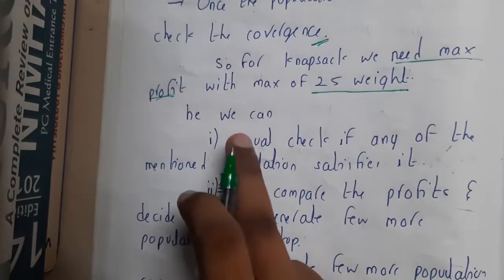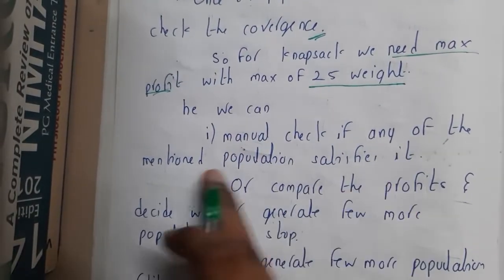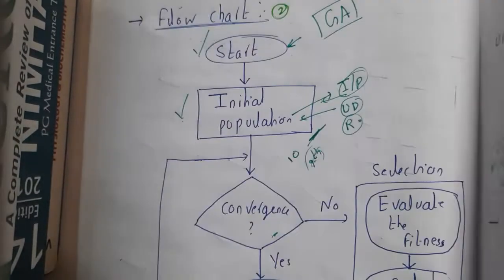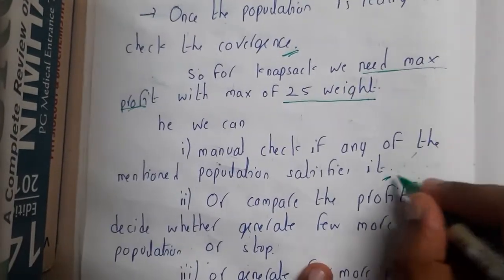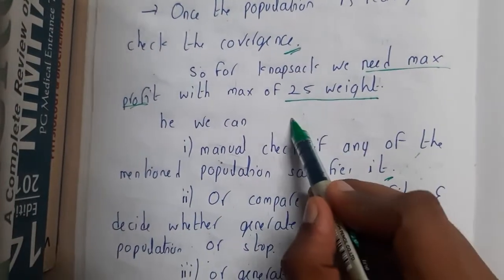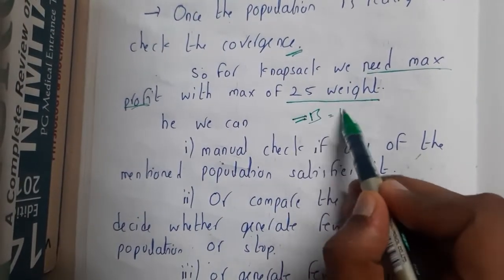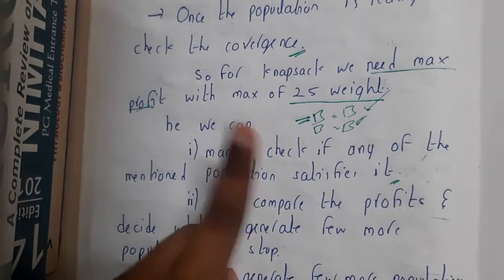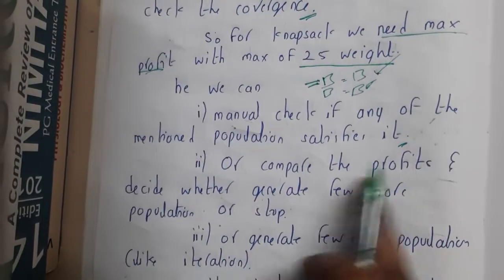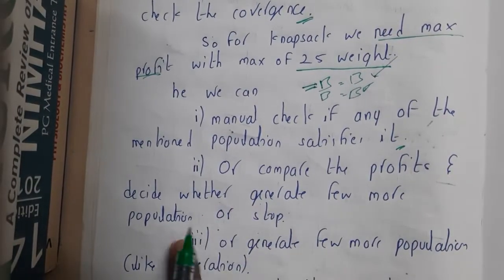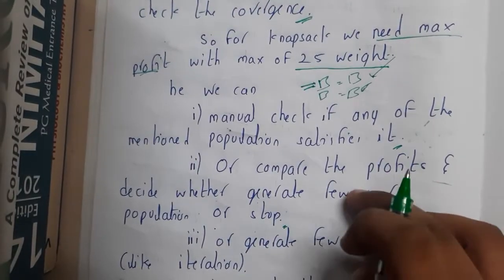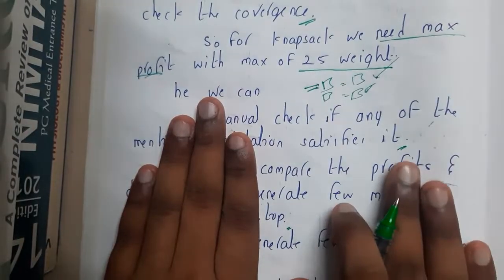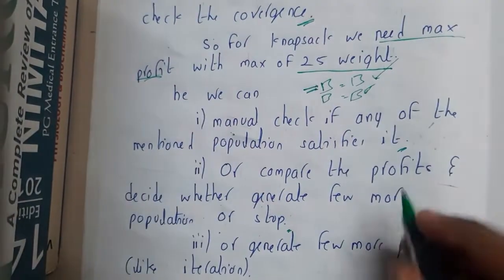Here we can manually check if any population satisfies it. In convergence we are having multiple methods to check, guys. The first method is you manually check: this value is giving this much weight, it is giving this much profit. Is it the maximum, the best? In that way you as a human will check, guys. Or compare the profits and decide whether to generate a few more populations or to stop. You will check and decide whether the profit you are getting is enough, or you want more profits, or you want to check whether there is any other possibility. You will do any one of them.